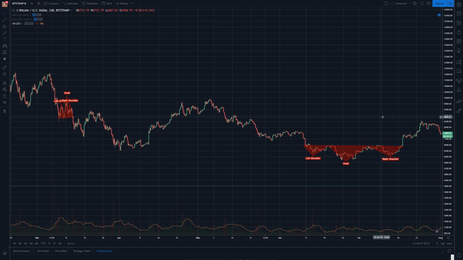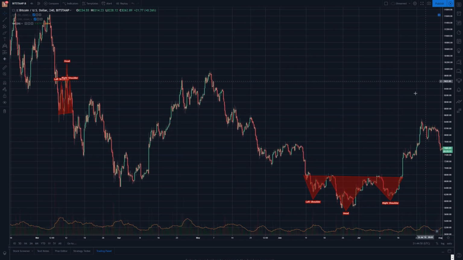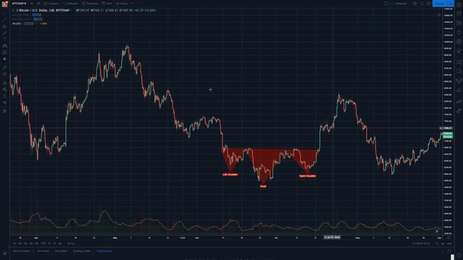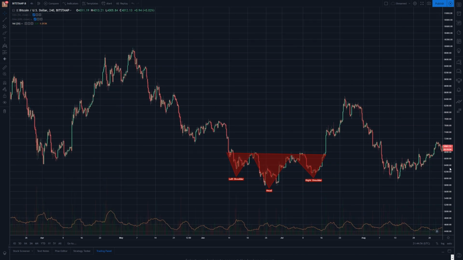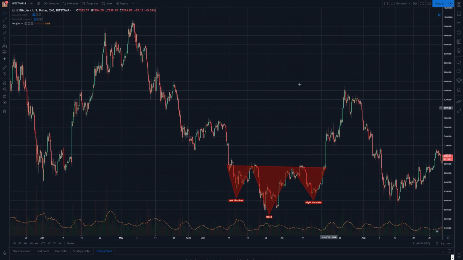Now, the opposite of a head and shoulders pattern is the inverse head and shoulders. And since the head and shoulders is a bearish formation pattern, the inverse head and shoulders is a bullish formation and continuation pattern.